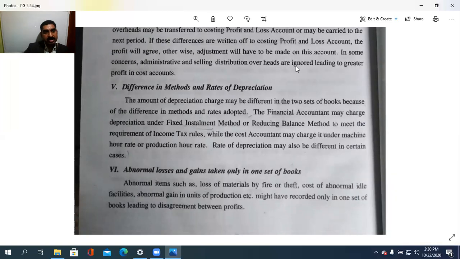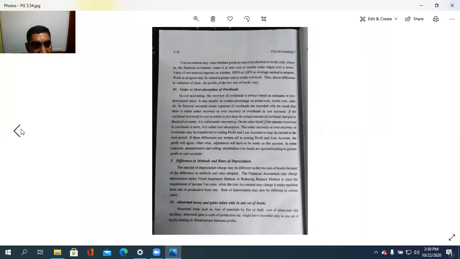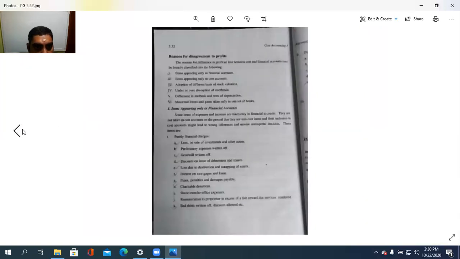ഒരെണ്ണത്തിനകത്ത് മാത്രം എടുക്കുക, അപ്പൊ മറ്റേതിനകത്ത് automatically different വരും. So these are the differences as to why the cost and financial books differ. The profit is to differ in both the cases.